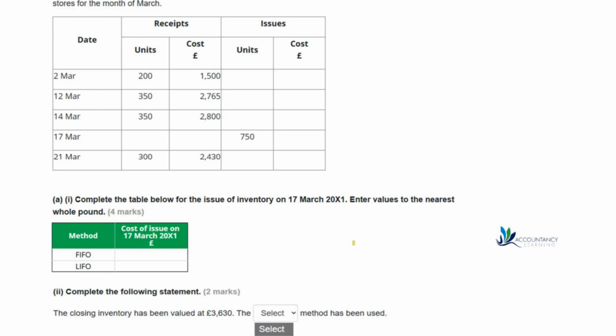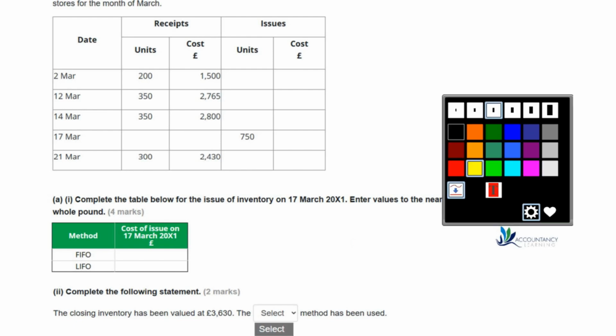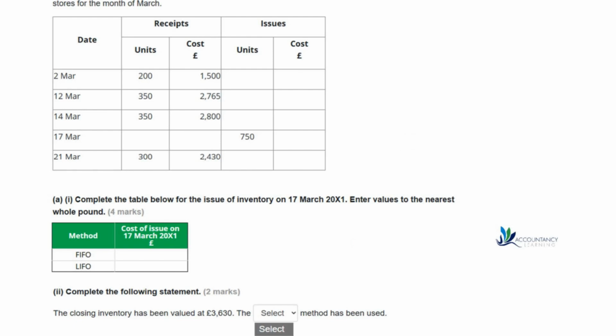Part A is to complete the table below for the issue of inventory on the 17th of March and enter the values to the nearest whole pound. So we are looking to identify the cost of this issue, and we need to do it for FIFO, first in, first out, and LIFO, last in, first out.